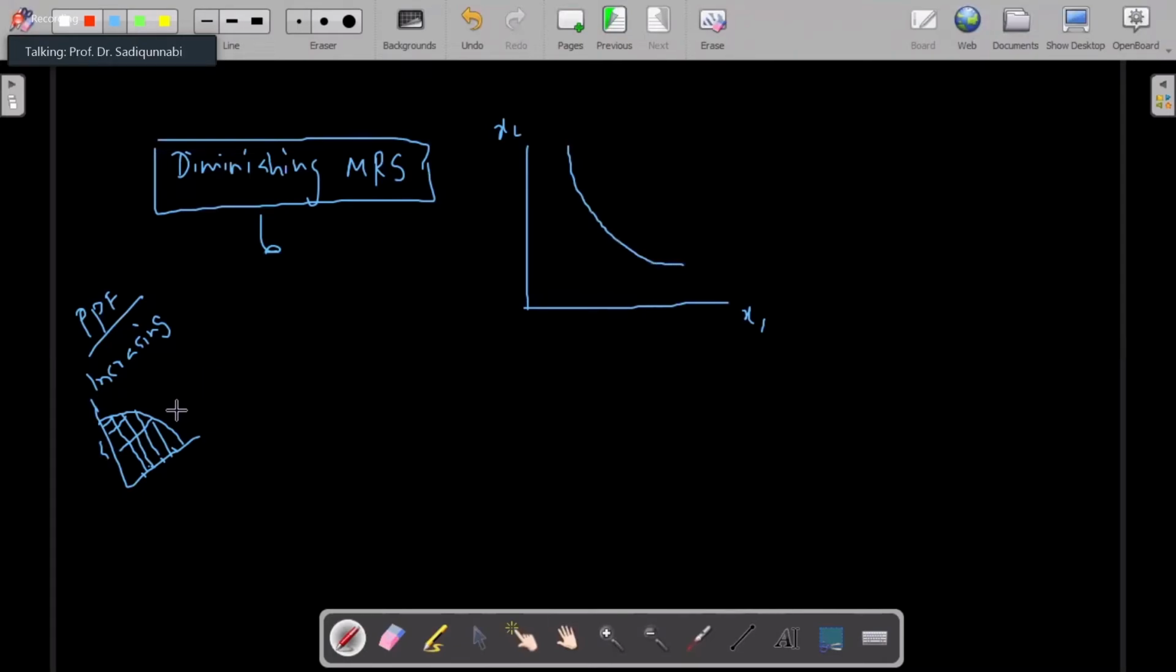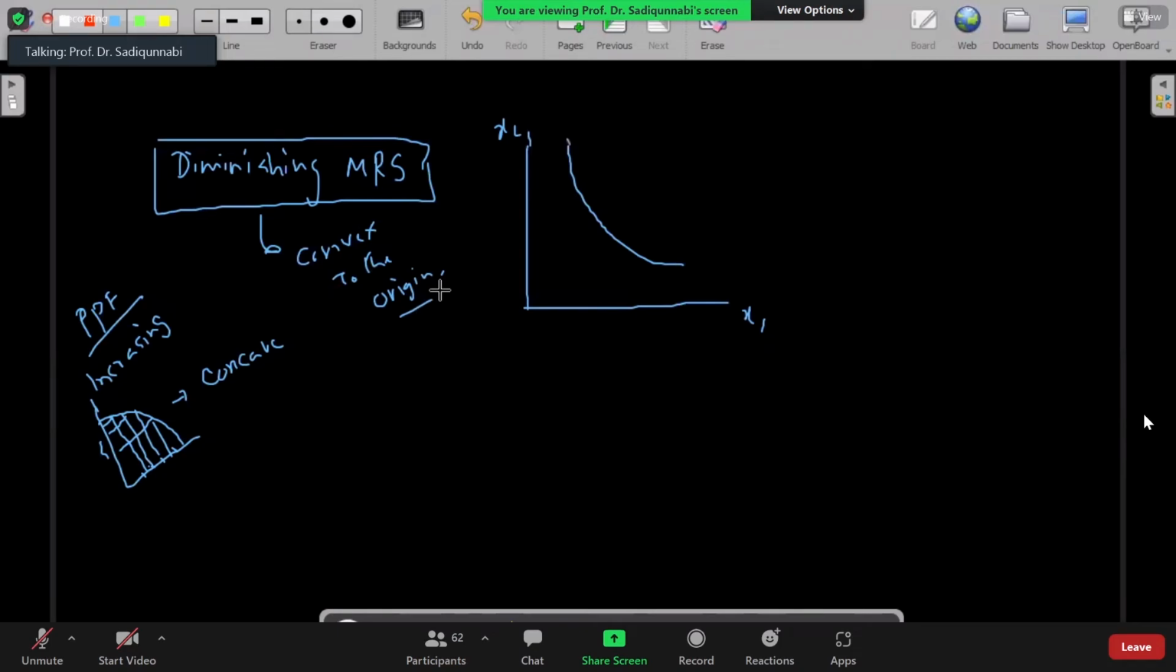For increasing, it is concave, and for decreasing, it is convex to the origin. Convex to the origin. All right. If it is convex to the origin, then it looks like this.